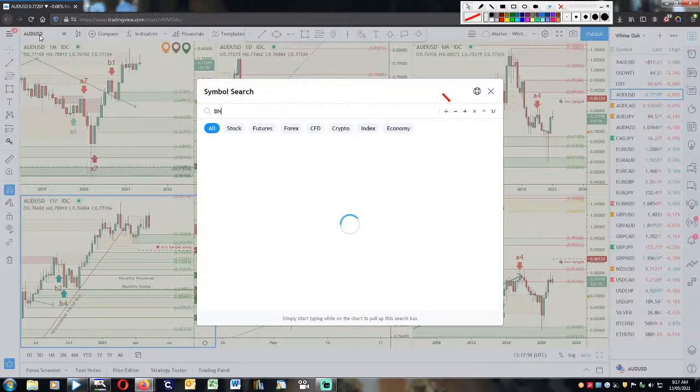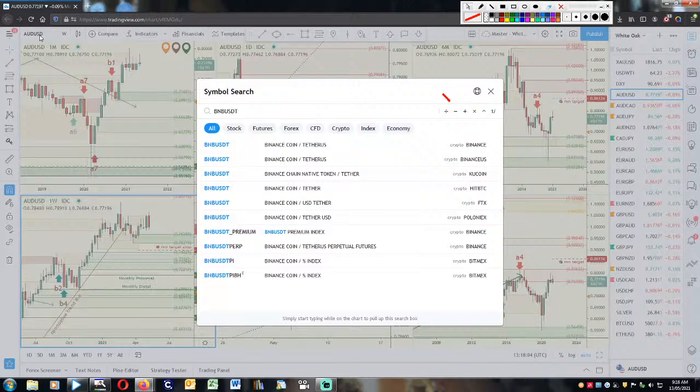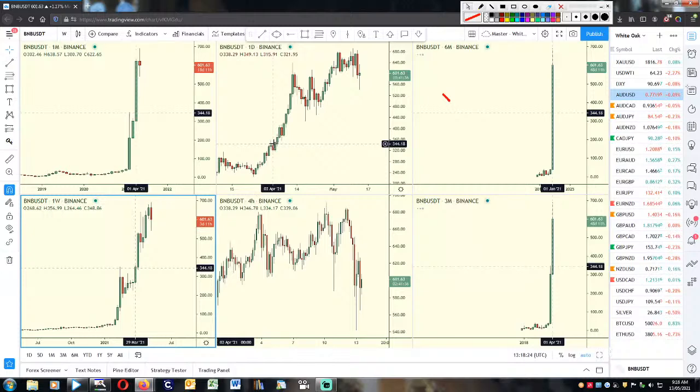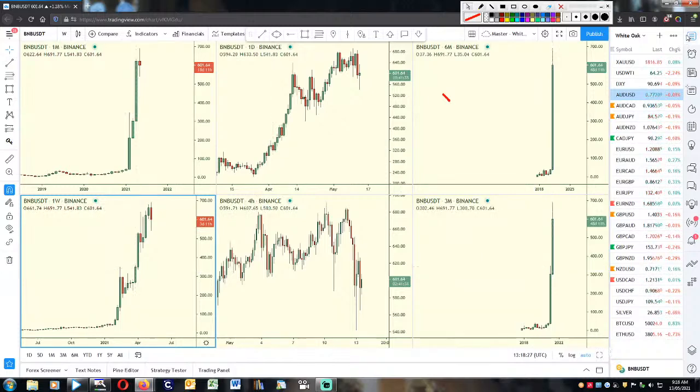BNB USDT. Binance coins. Binance coins, BNB USDT. Okay, let's pick one of those and see. Oh, another coin. It's all the same stuff. All these coins are all the same stuff.